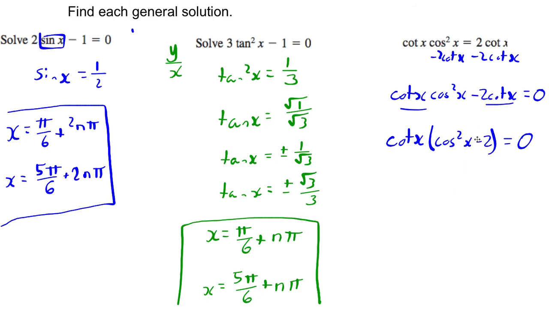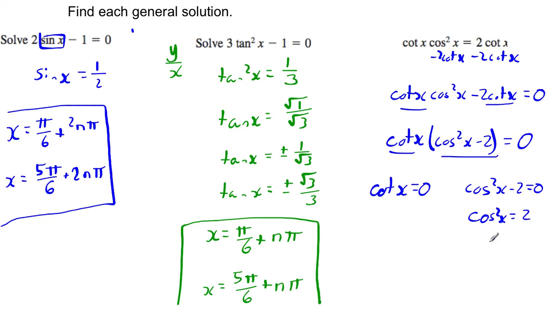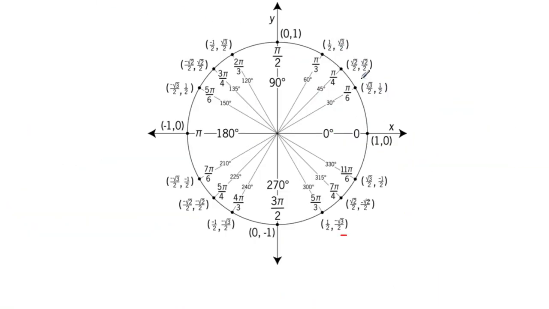So we can't use a trig identity, but we're multiplying these 2 together to get 0, so we can set them both equal to 0. So cotangent of x is equal to 0, and cosine squared of x minus 2 is equal to 0. This part is tricky but easy. We actually get cosine squared of x is equal to 2, so cosine of x is equal to plus or minus root 2. So where on the unit circle am I going to have an x value of plus or minus root 2?